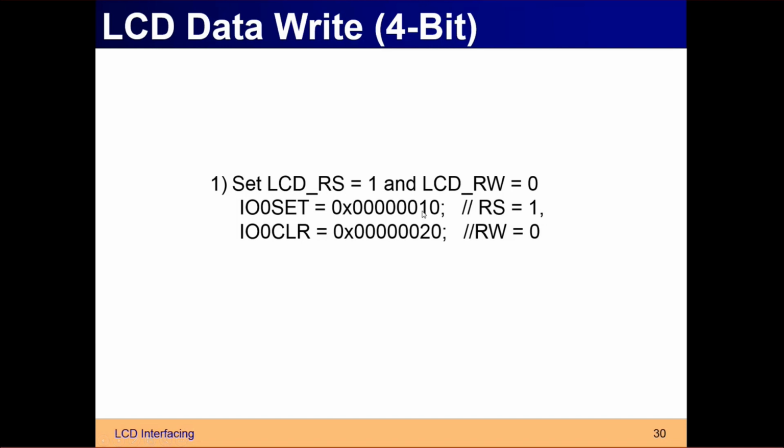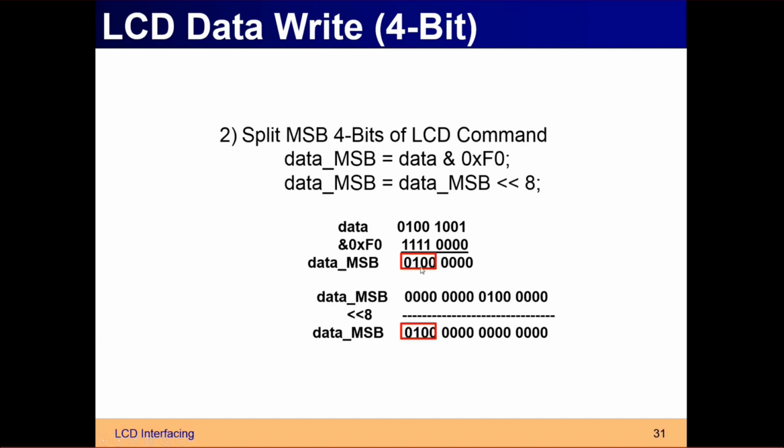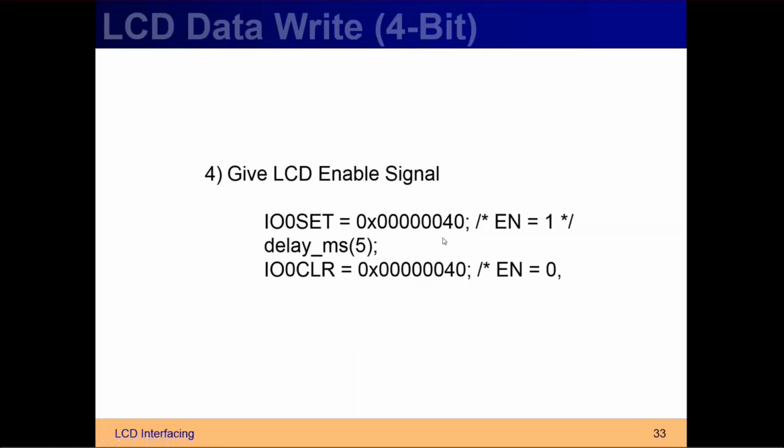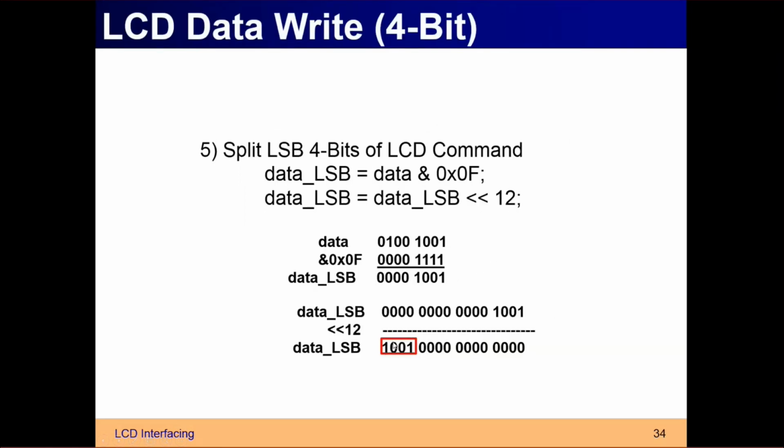Then again you are splitting the MSB. How will you do that? AND with 0xF0, left shift by 8. Then you are sending it to the IO pin 0. So MSB you have sent to the IO pin, followed by the enable. Then what should you do? You need to split the LSB. How will you split the LSB? AND with 0x0F. Previously you were ANDing with 0xF0. Now we are ANDing with 0x0F.